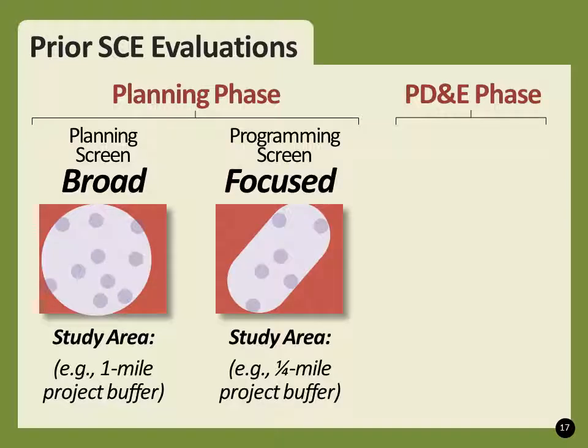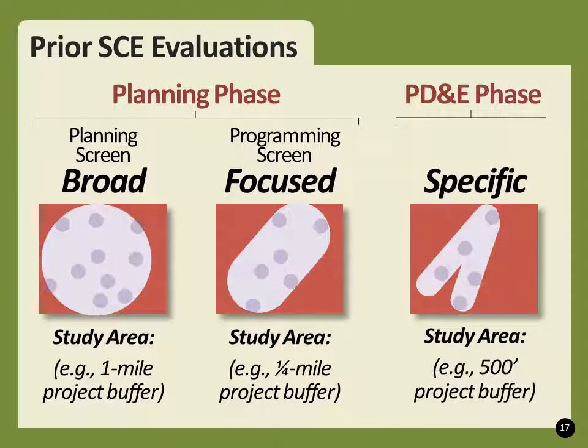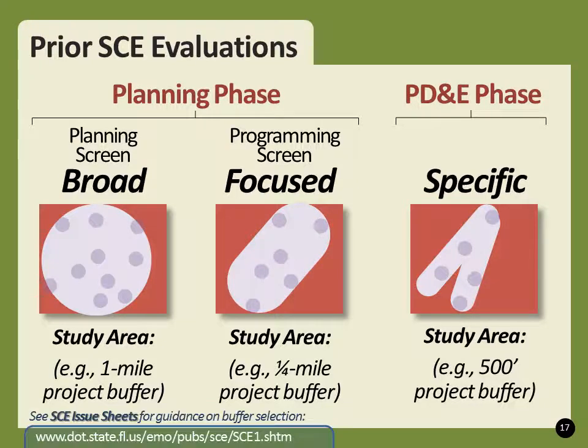The evaluation conducted for programming consideration focuses on project alternatives carried forward from prior evaluations and potential effects that were identified. For project development, the study area is refined again to encompass the remaining alternatives and remaining areas with effects potential. In the absence of prior SCE evaluations, the study area for the present evaluation, regardless of phase, should be sufficiently broad to reveal communities and resources that could be affected as a result of the project. For additional guidance on buffer selection, refer to the SCE issue sheets on the department's webpage.